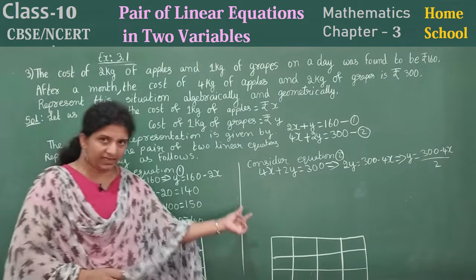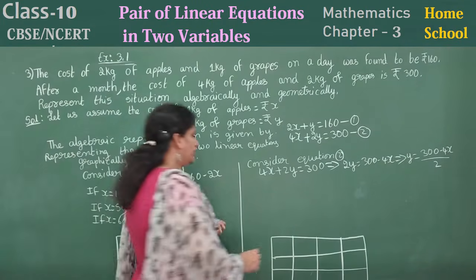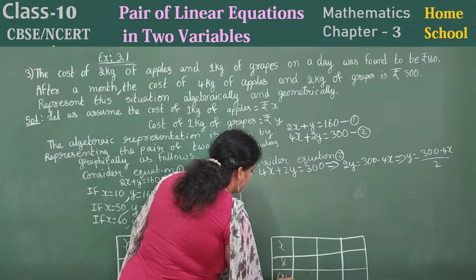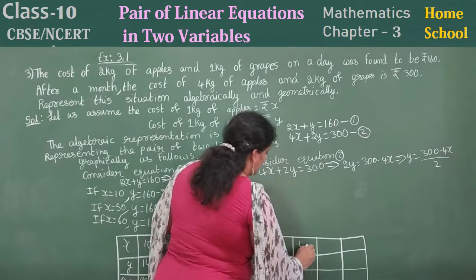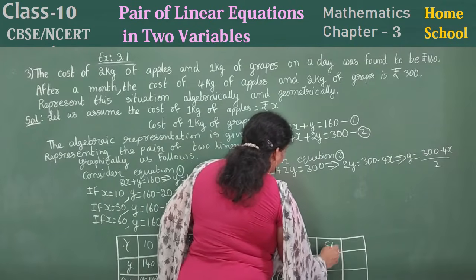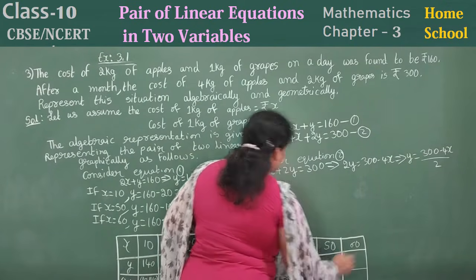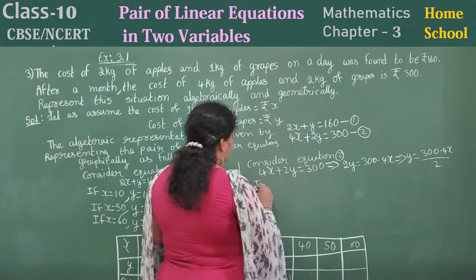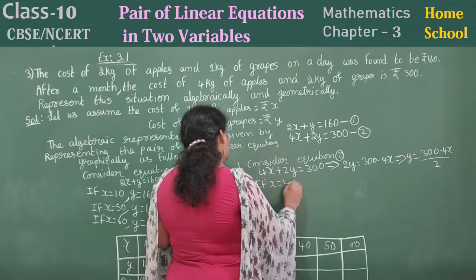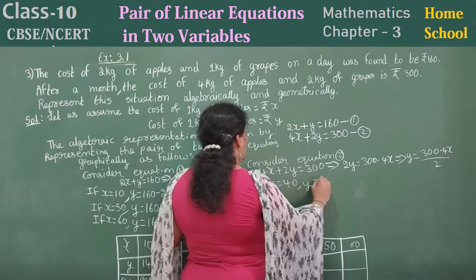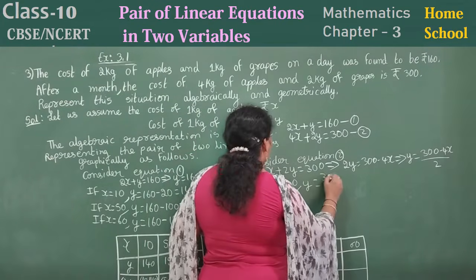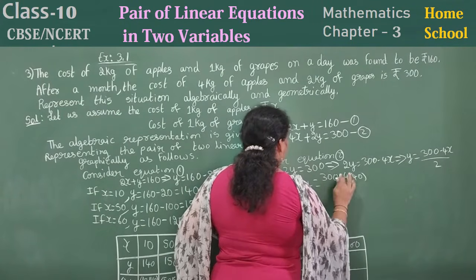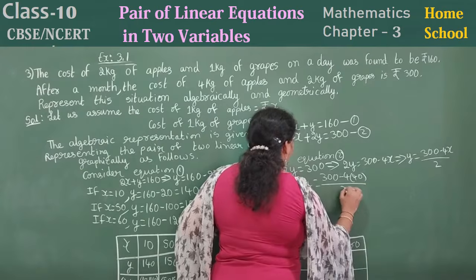Let's move to the second equation. So what shall we take here again? x, y, x comma y, and then let me take 40, 50, 60. Any values you can take, your own choice. So let me take, if x is equal to 40, what y do you have? 300 minus 4 into 40 by 2.